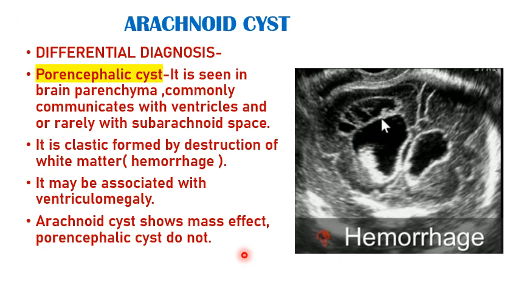Differential diagnosis is porencephalic cyst. It is seen in the brain parenchyma, mostly communicates with the ventricle, and rarely with the subarachnoid space. It is clastic, formed by destruction of white matter, mainly by hemorrhage. It may be associated with ventriculomegaly. In comparison, an arachnoid cyst shows mass effect. Porencephalic cysts do not show any mass effect. Brain parenchyma is normal here.